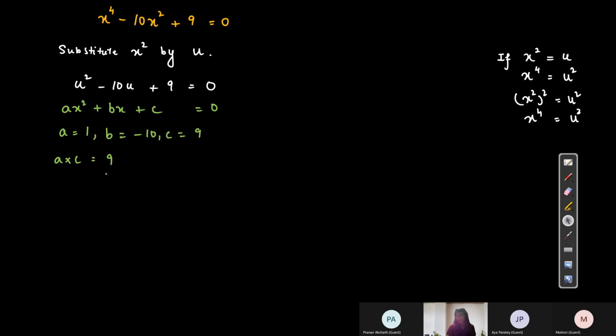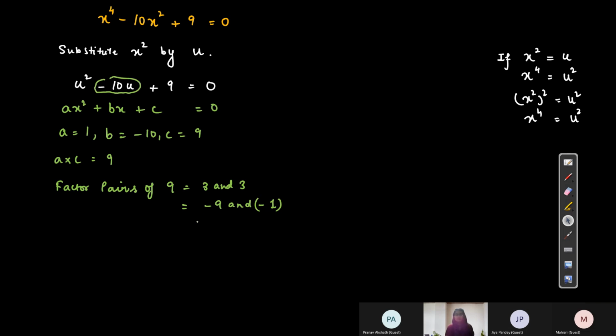Okay. Pranav, can you tell me a factor pair for 9? 3 and 3. Okay. Gia, can you tell me one more pair? Well, in this situation, negative 9 and negative 1. We should pick up negative 9 and negative 1 so that when you add them, you'll get negative 10. That's what we want.